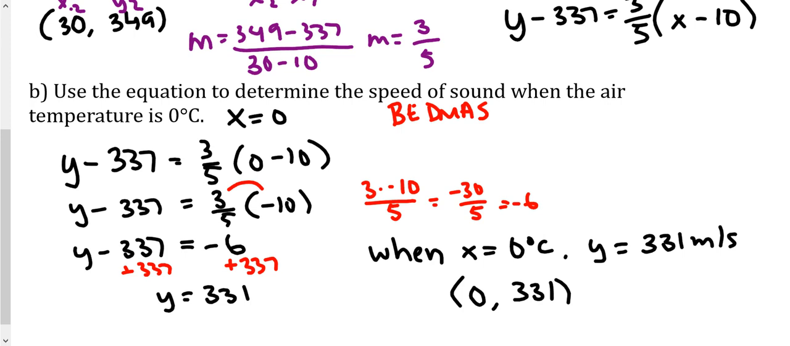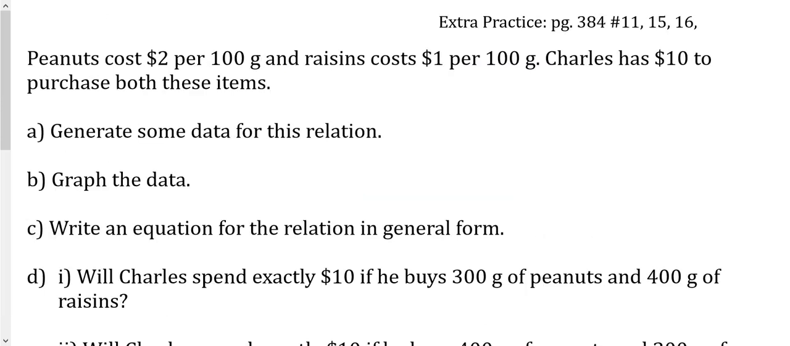All right, one last example here. Peanuts cost $2 per 100 grams, and raisins cost $1 per 100 grams. Charles has $10 to purchase both of these items. So let's generate some data for this relation. Let's just think of some ordered pairs.